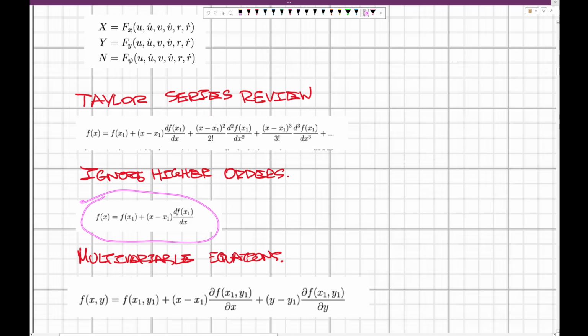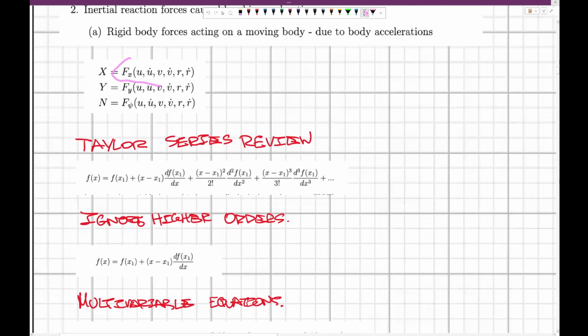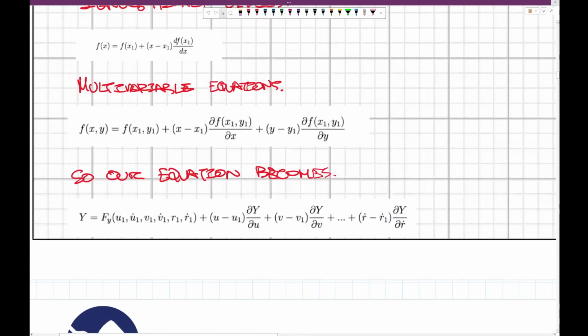And then if you have multivariable equations, so if you're not just a function of x, but let's say a function of x and y in this brief example here, then you're going to have to do some partial differentiation. Not sure if some of the first years here have done it, but great. So basically, this would be the general equation to do that. Now, applying that to our case, our Fx having all of these effects, we plug that in and we're going to have something that looks like this.